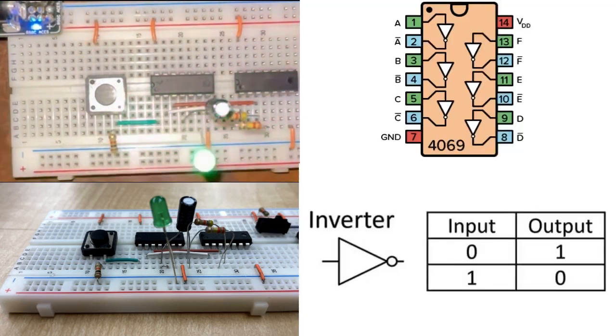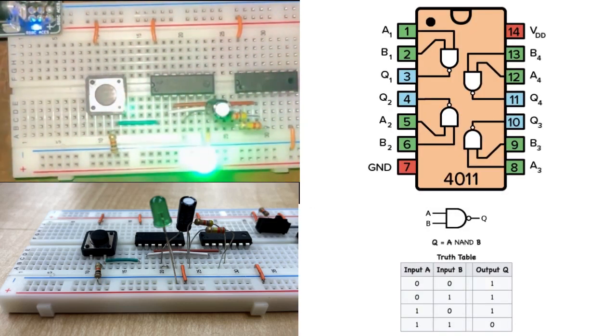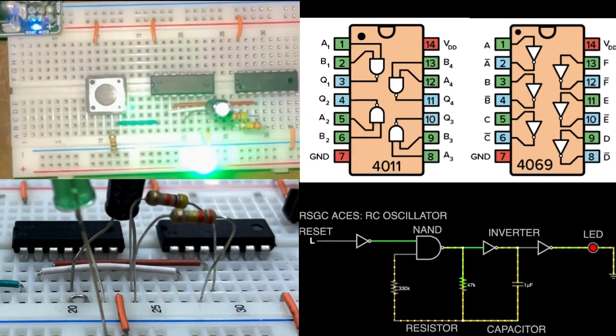The 4069 inverter is a hex inverter integrated circuit that produces an output that is not of its input, while the 4011 NAND gate is a quad NAND gate integrated circuit that generates a low output when both of its inputs are high. The feedback loop is formed by connecting the output of one inverter from the 4069 to its input, creating self-reinforcing oscillations.